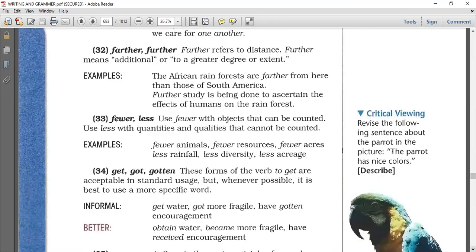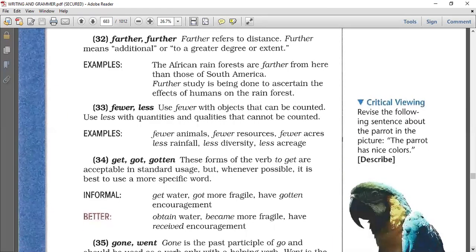Okay, number 32, farther and further. I think you know this very well. Farther is related to distance. Further is related to beliefs, ideas, degrees. Farther refers to distance. My home is farther from school than Ryan's home. Farther, at a large or a longer distance. Further means additional or to a greater degree or extent. Further study means more study or additional study. Again, further in brief means more, but farther means a longer distance.